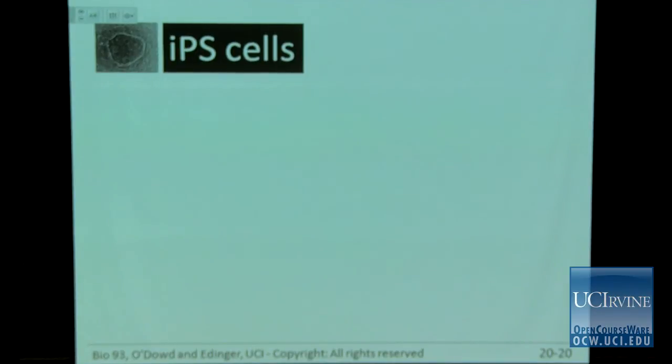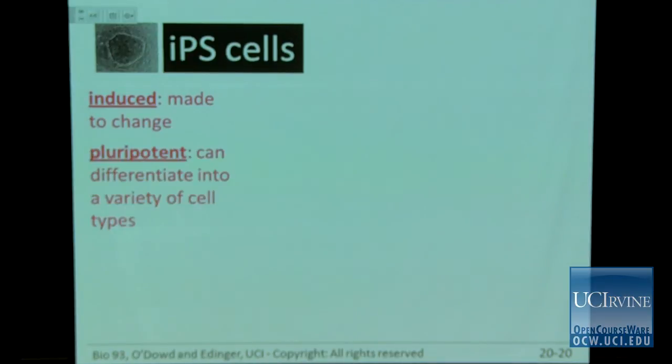Now, something that's been in the news recently that's even cooler is the generation of iPS cells, or induced pluripotent stem cells. Induced means that they were made to change. In this case, a somatic differentiated cell was made to change into an embryonic cell. They're pluripotent. This means they can differentiate into a variety of different cell types. And they're stem cells. Stem cells can replicate indefinitely, and under the right conditions, they can be induced to differentiate into a variety of tissues.